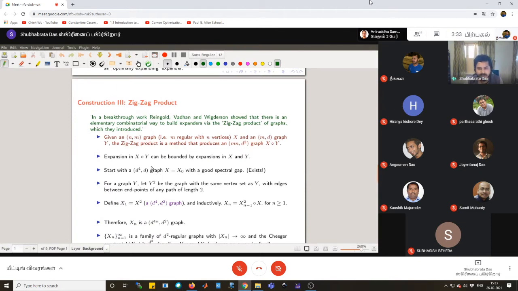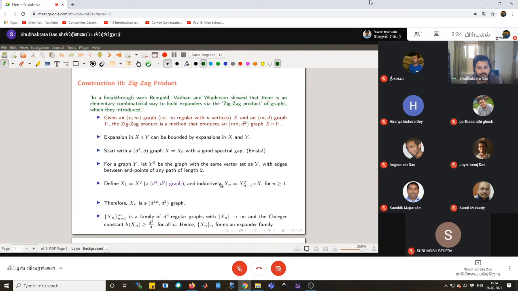So what is happening here is they are trying to compose two graphs of suitable degree and size, and then trying to bound the expansion in the composed graph in terms of the graphs we had started with, which are X and Y.